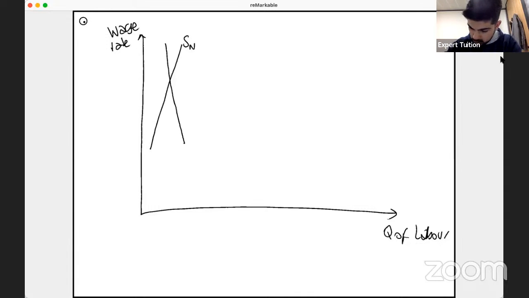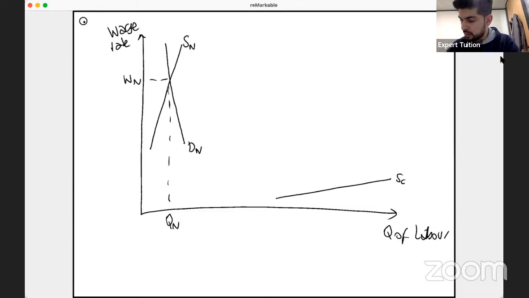The demand for neurosurgeons is also really inelastic. And therefore, the number of neurosurgeons is low and the wages they get paid is very, very high. In contrast, for cashiers, the supply is way more elastic, and demand is way more elastic as well. And so there are loads more cashiers, QC, with C representing cashiers, and the wages that they're going to get paid is substantially lower, WC. Make sense?